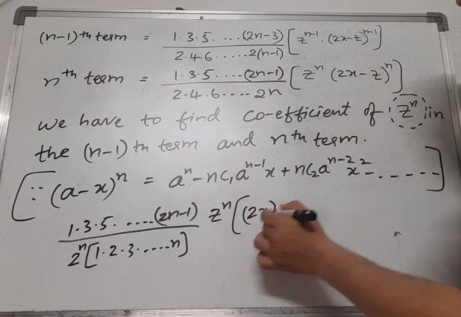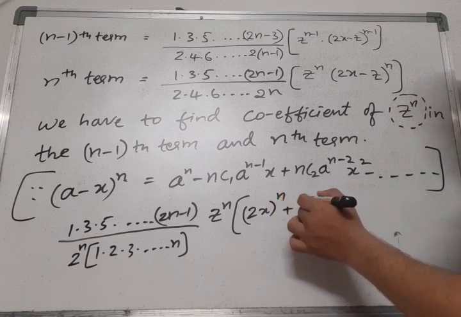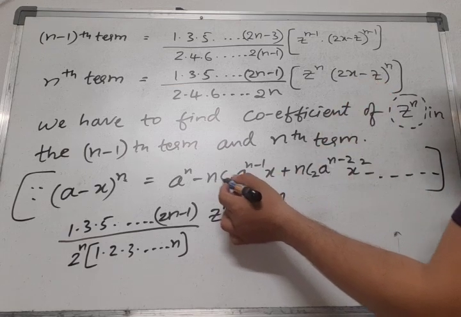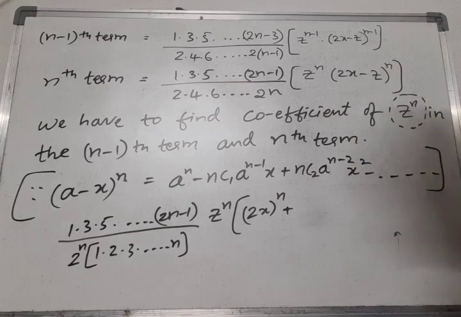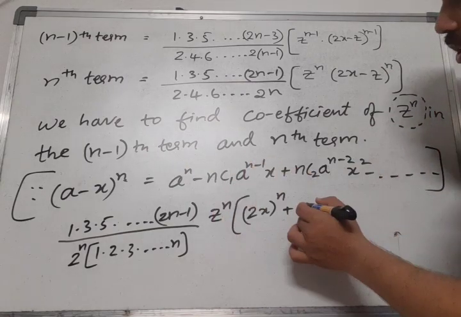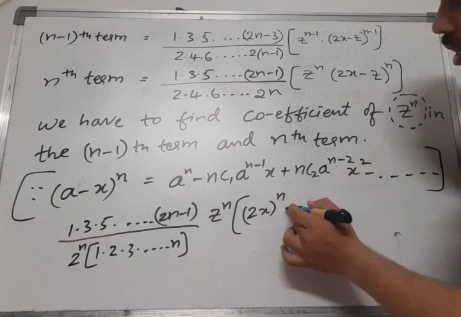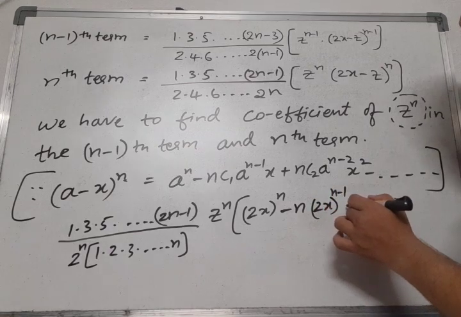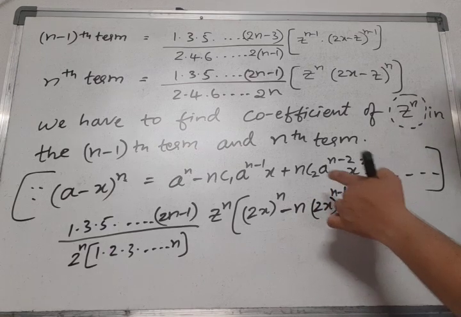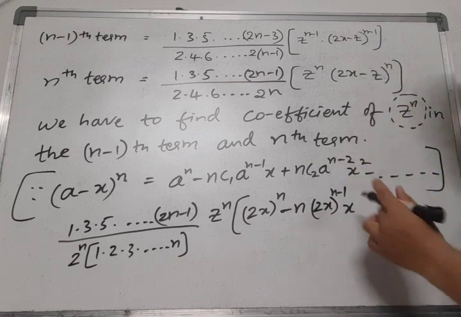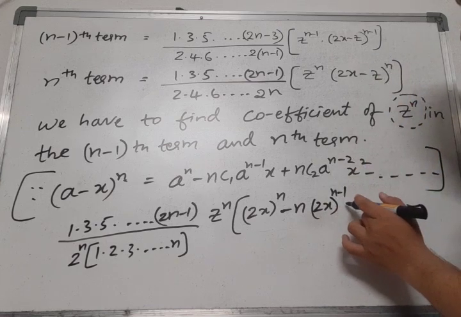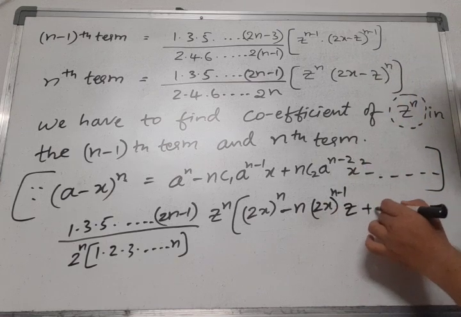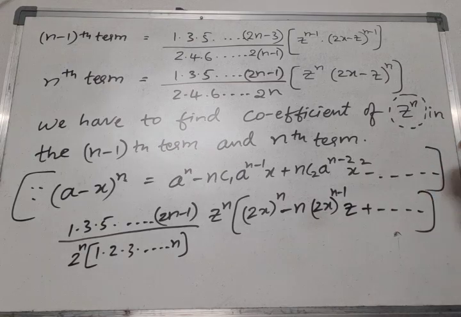2x to the power of n plus nC1. In the binomial expansion we know nC1 is n only. So minus n into (2x) whole to the power of n minus 1, into, in place of x what is there, z is there, into z, plus and so on. We can expand like this.